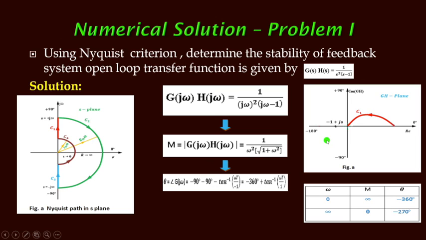Then draw the C1 path in the G(s)H(s) plane. This is the starting point. Magnitude is infinity but phase angle is minus 360. This magnitude is considered infinity. As omega is increased, the magnitude decreases and the phase angle goes to minus 270. So the positive angle increases, which means anti-clockwise movement. So this is the finishing point.